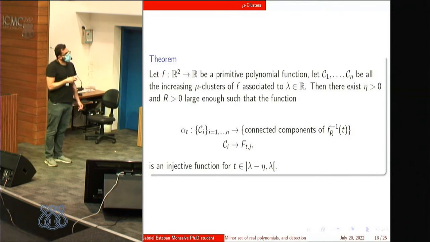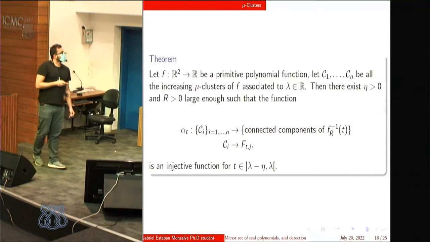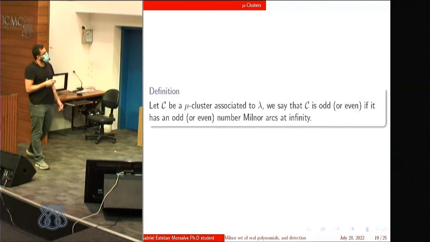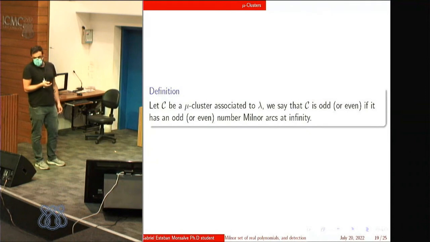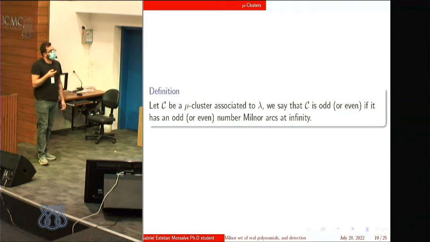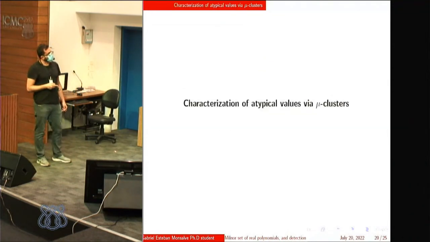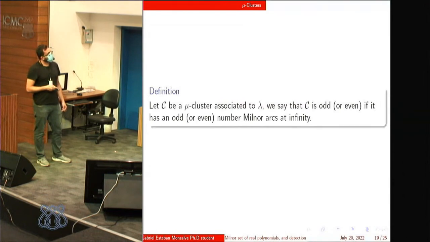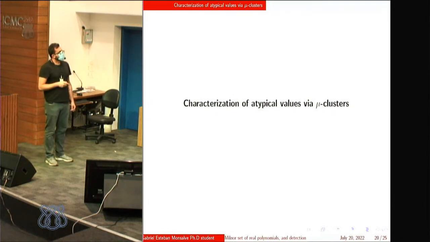And the good thing of this is that we are going to describe the behavior of these connected components in terms of a very simple property of each of the Milnor arcs, that is the following condition. It's really simple, in fact. If we have a mu cluster associated to lambda, we say that C is odd if it has an odd number of Milnor arcs at infinity. And the same thing for even: the mu cluster is even if it has an even number of Milnor arcs at infinity. Yes, so like that. I'm just about telling about the characterization of these atypical values.